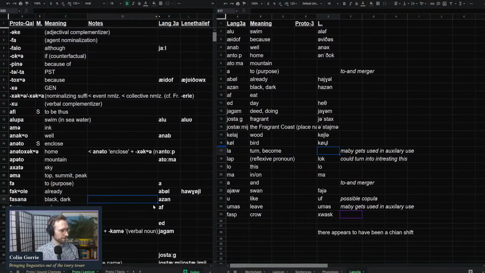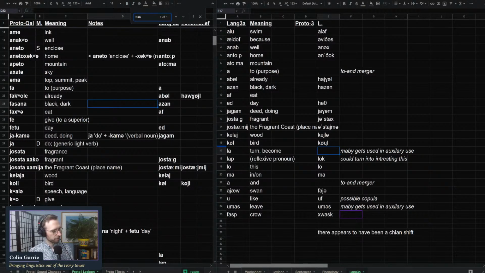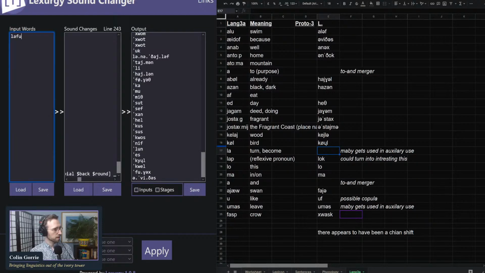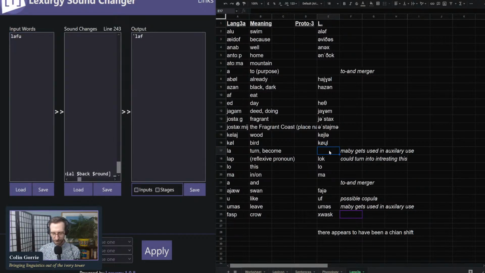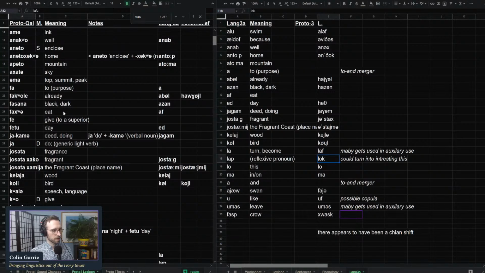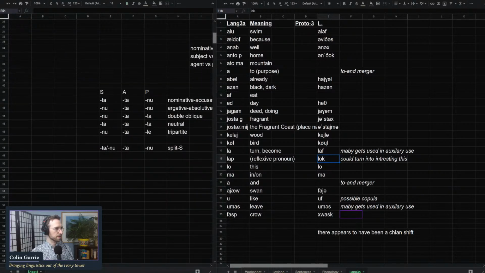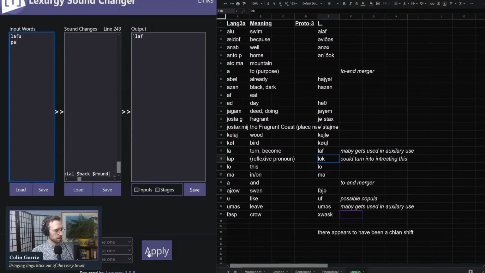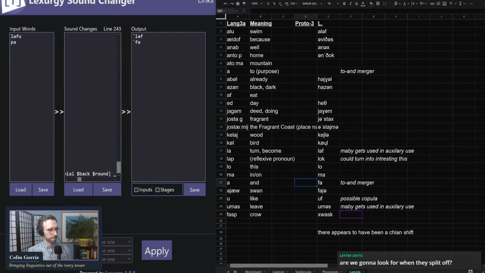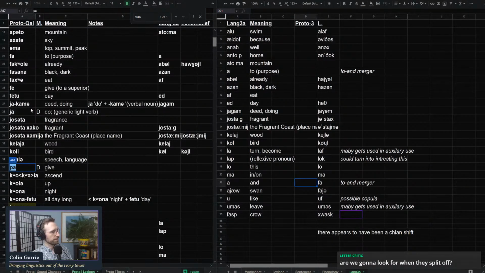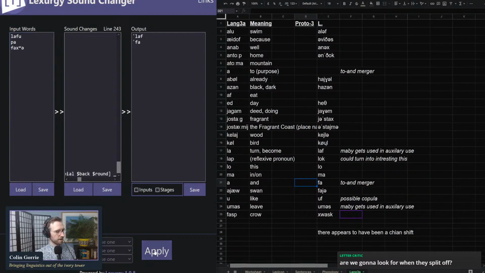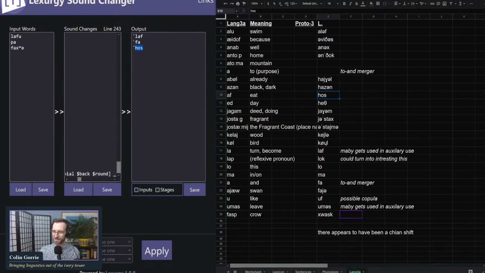Let's see. What else do we have? Turn, become. Lafu. I'm just going to make this a bit easier on myself, which is laf. Then we have and, which is pa, and that becomes fa. Then if we go and find eat, we have fachwe, which is going to become hos. Now that's a fun one. Af and hos, cognates.